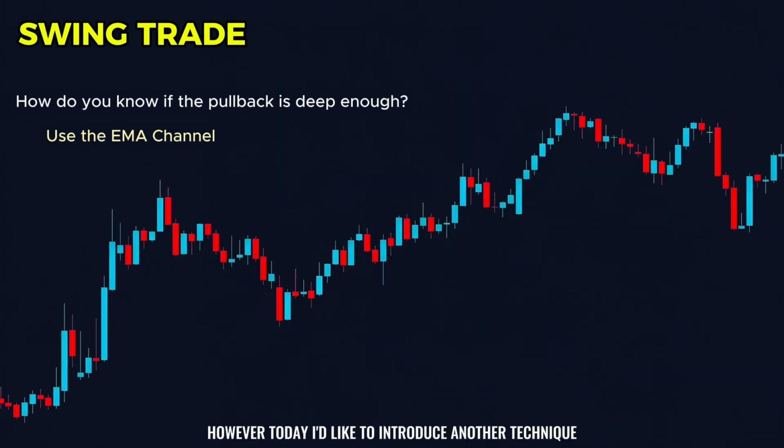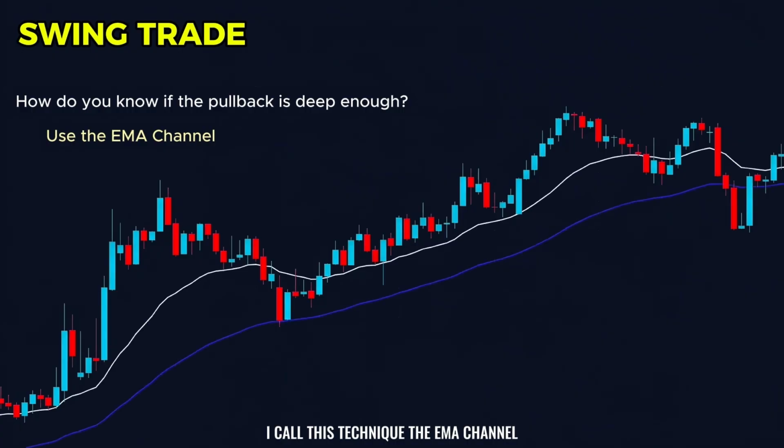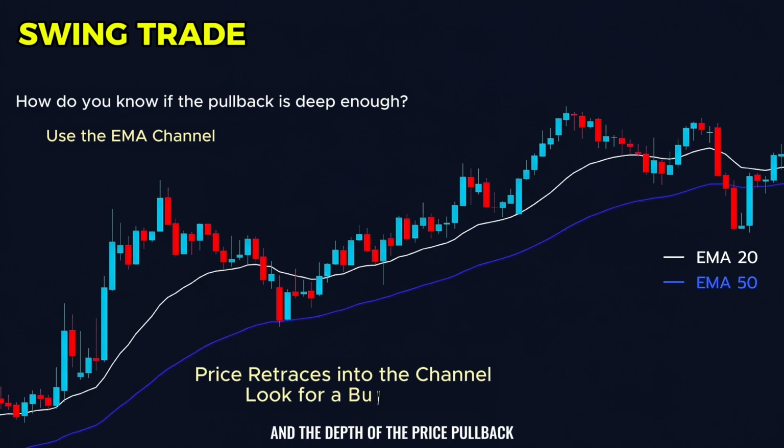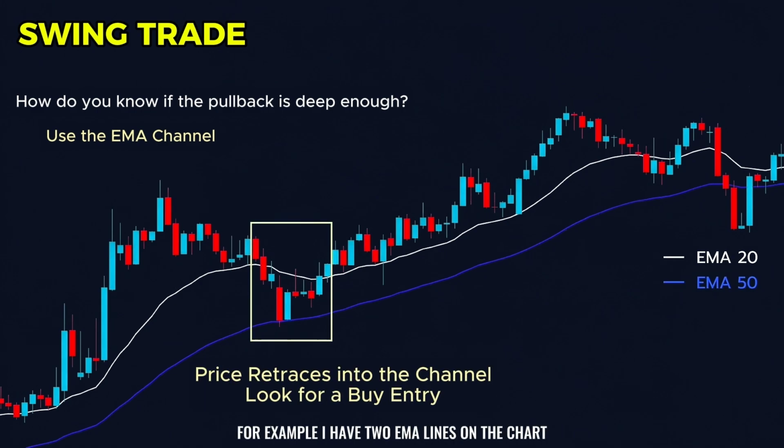However, today I'd like to introduce another technique. I call this technique the EMA channel. The EMA channel uses two EMA lines to identify both the market trend and the depth of the price pullback. For example, I have two EMA lines on the chart. The white line is the EMA 20. The blue line is the EMA 50.